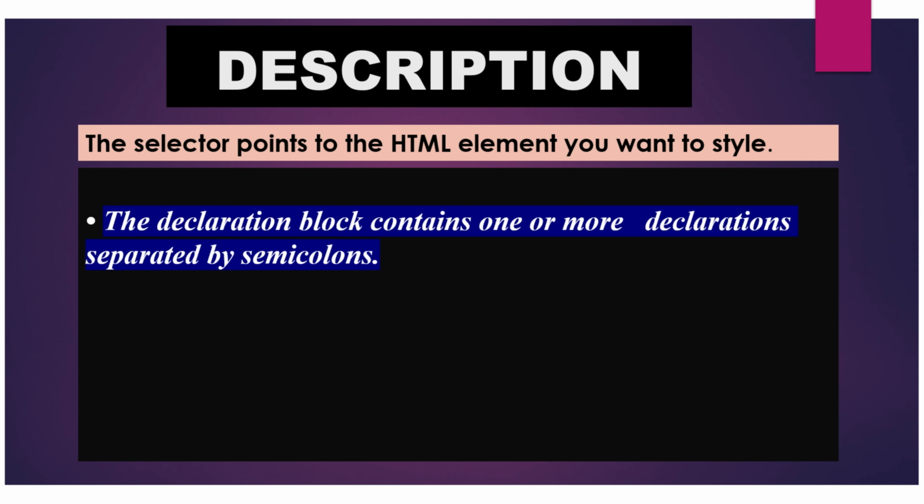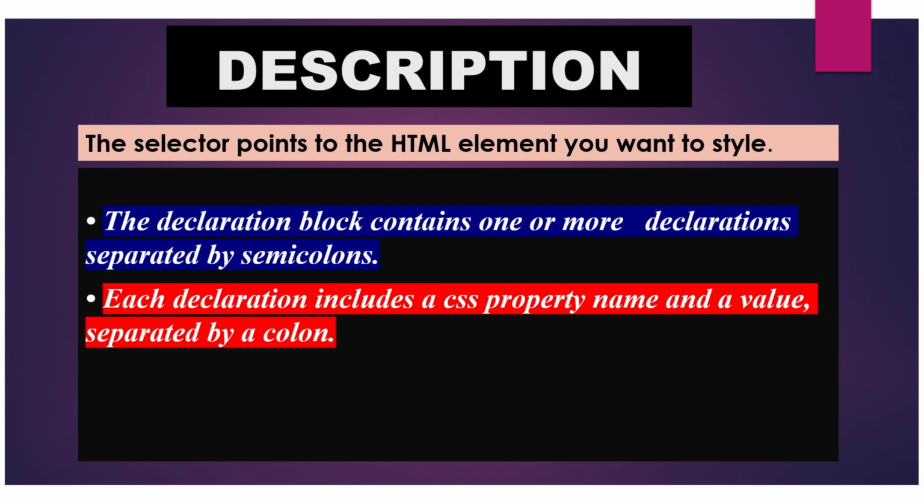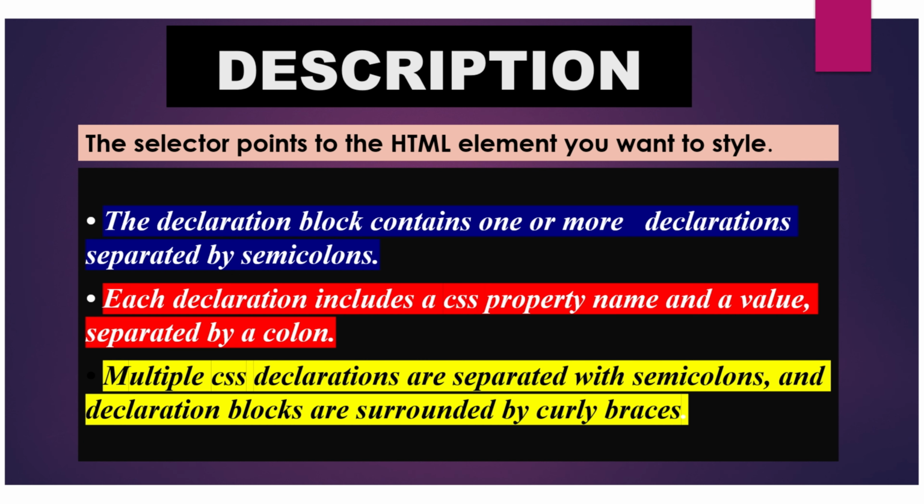Here the declaration block contains one or more declarations separated by semicolons, as we have seen. Each declaration includes a CSS property name and value. We have already seen how it works. These property names and values are separated by colons. Also, multiple CSS declarations are separated with semicolons, right? And the declaration block is surrounded by curly braces. We have seen it.